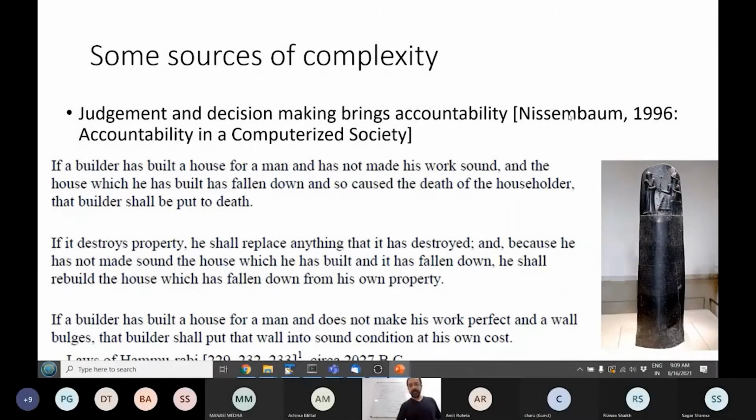A very nice paper by Helen Nissenbaum talks about why accountability is hard in a computerized society. This is just an example of how people have known about the role of accountability for many centuries, and what sort of penalty should be enforced if somebody is not accountable. Long back, the laws of Hammurabi. The laws of Hammurabi are one of the very first codified laws. These laws are inscribed on a pillar like this, in the Babylonian civilization many centuries ago.